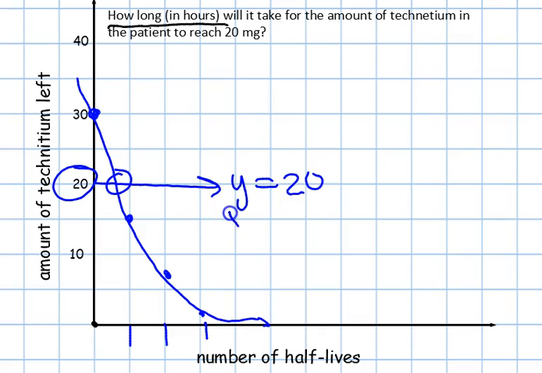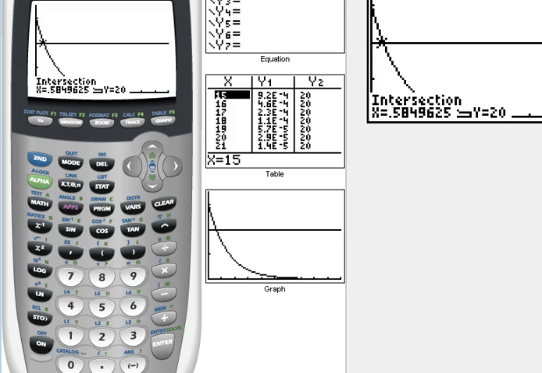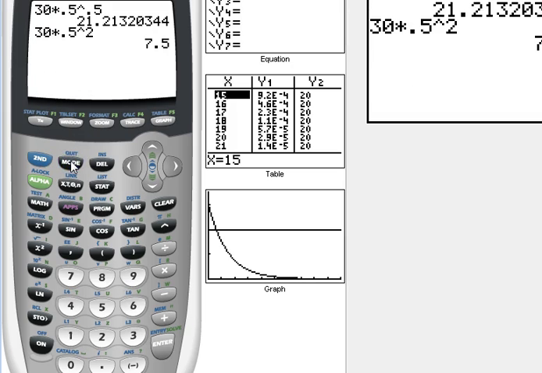So Y is 20 when X equals 0.585. Remember that that's the number of half-lives that have occurred. So in order to figure out how much time that is, we're going to multiply that times 6 hours because we know each half-life is 6 hours. So if you think about it, this is just a little more than a half. So we should be getting a little more than 3 hours. Let's check. 0.585 times 6 is 3.51. Perfect.